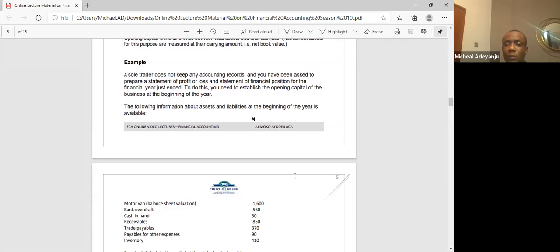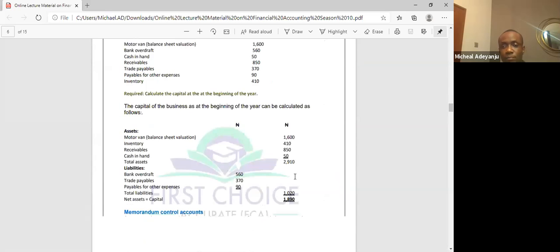A sole trader does not keep any accounting records, and you have been asked to prepare a statement of profit and loss, and a statement of financial position for the financial year just ended. To do this, you need to establish an opening capital of the business at the beginning of the year. The following information about assets and liabilities at the beginning of the year is available.